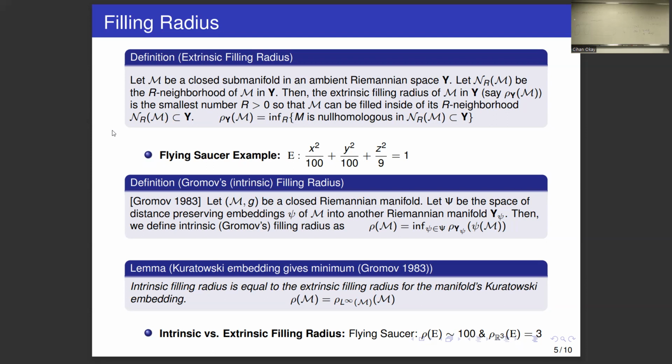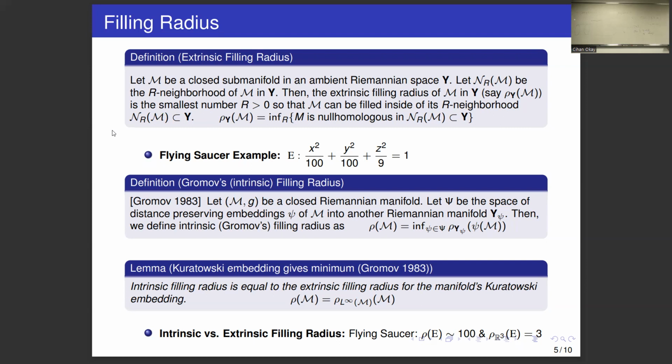You mean the manifold becomes null homologous? Yes, exactly. The Kuratowski embedding achieves that. The Kuratowski embedding is an infinite dimensional space, but you have an isometric copy of Y in it, and the neighbors in this infinite dimensional space will give you the smallest R. So this infimum is achieved by the Kuratowski embedding.